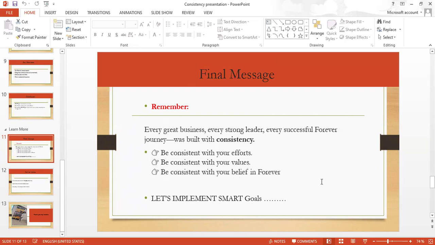That is very important. You need to believe in your business because you are a Forever business owner. You are not doing this business for anybody, although you are doing it with everybody. You are doing it for yourself. So believe in your business. That way, you will be successful. And once you believe, you will be consistent and implement the SMART goals. So let's implement the SMART goals, my leaders.